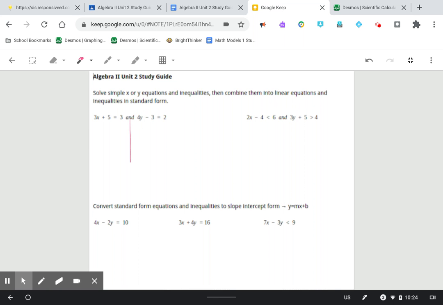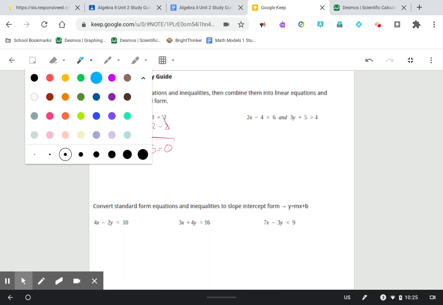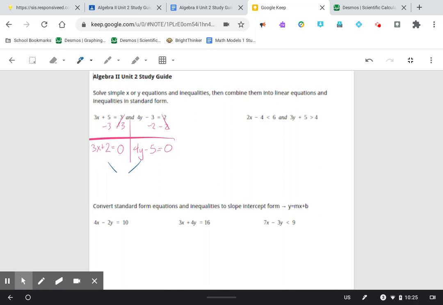So like in this one, I'm going to subtract 3 from both sides of this equation so that the 3 cancels out and makes a 0. And 3x, 5 minus 3 is 2. So I end up with 3x plus 2 equals 0. And on the other side, I'm going to subtract 2 from both sides to cancel that 2 out. And so 4y minus 5 equals 0. So now that both equations are equal to 0, I can basically put them together. Because they both equal 0, then they must equal each other.